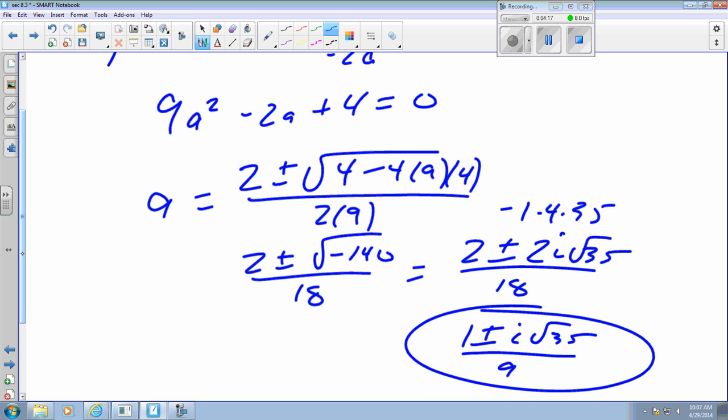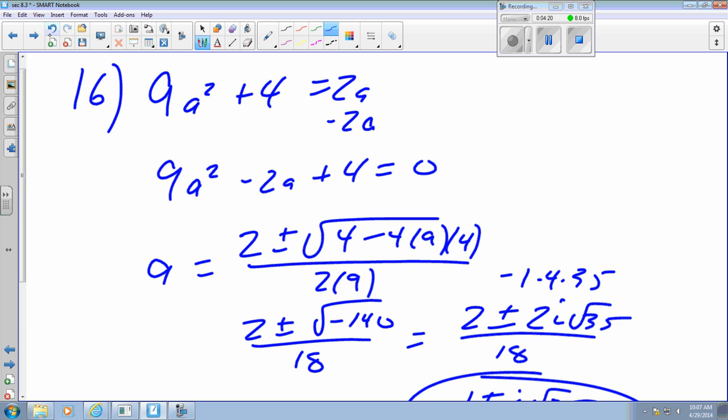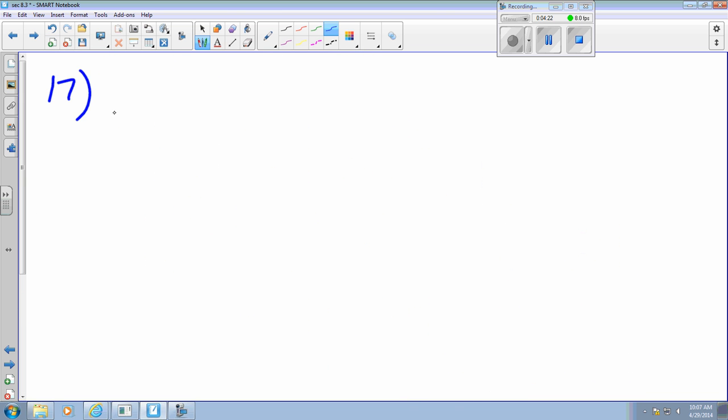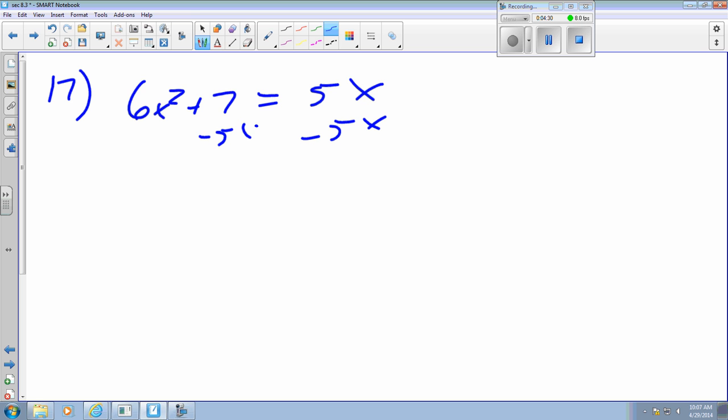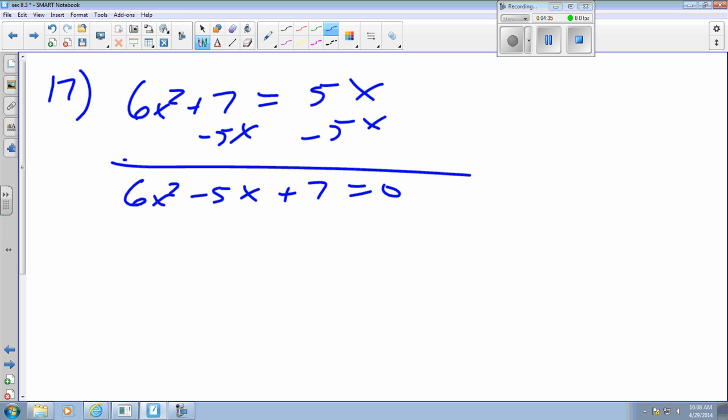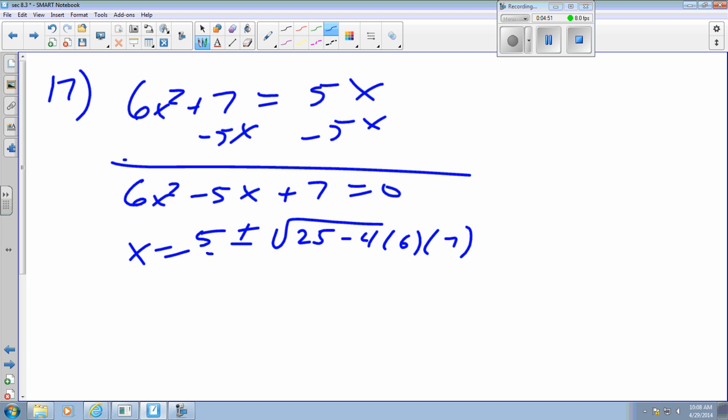The next one we're going to do is question number 17. It says 6x squared plus 7 equals 5x. Subtract the 5x from both sides. I get 6x squared minus 5x plus 7 equals 0. Plugging it into the quadratic formula, I get x equals negative 5 would be plus 5, plus or minus the square root. Negative 5 squared is 25 minus 4 times 6 times 7, all over 2 times 6.